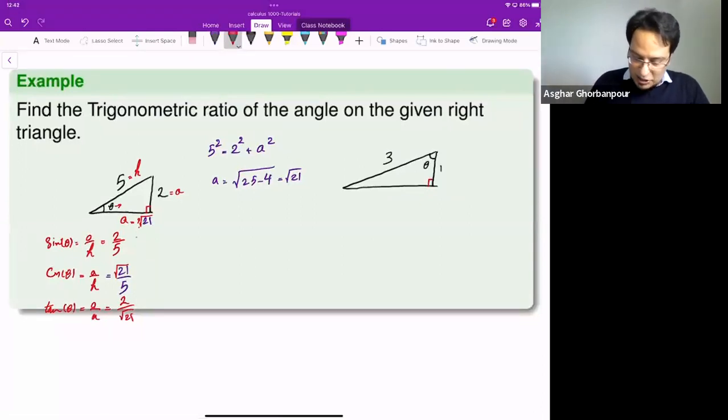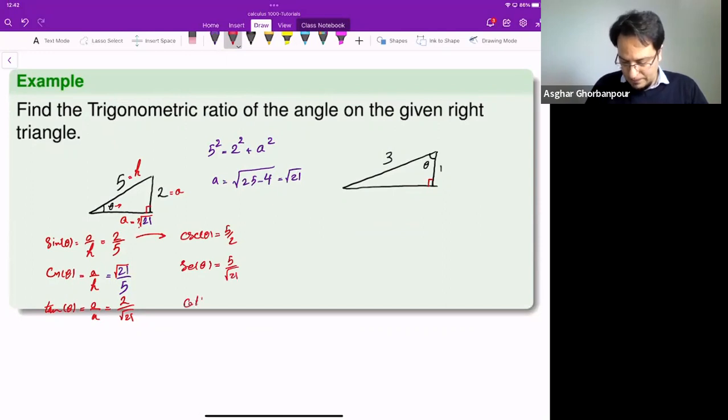Well, the reciprocals of these guys: cosecant theta is 5 over 2. Secant theta is 5 over root 21. And cotan theta is root 21 over 2. I will leave the next example for you unless you have any question there.